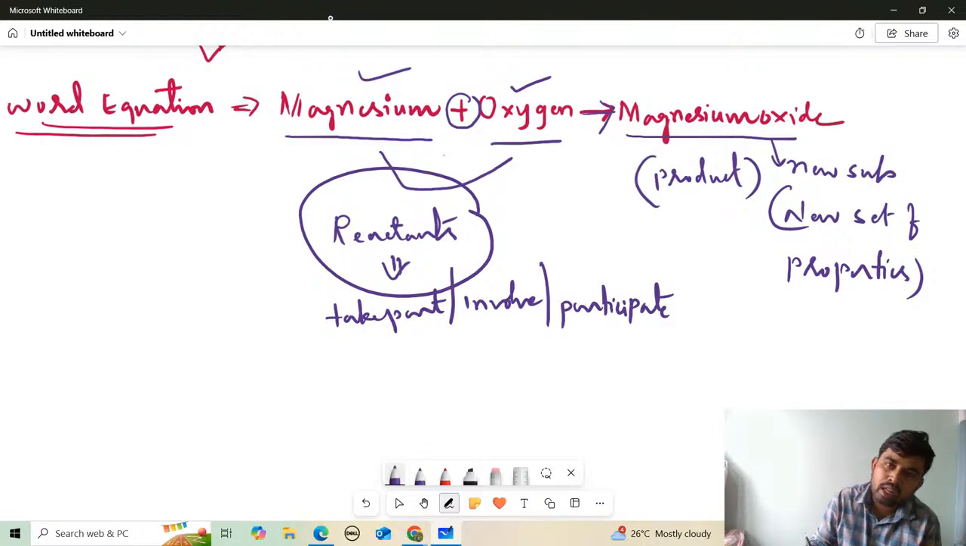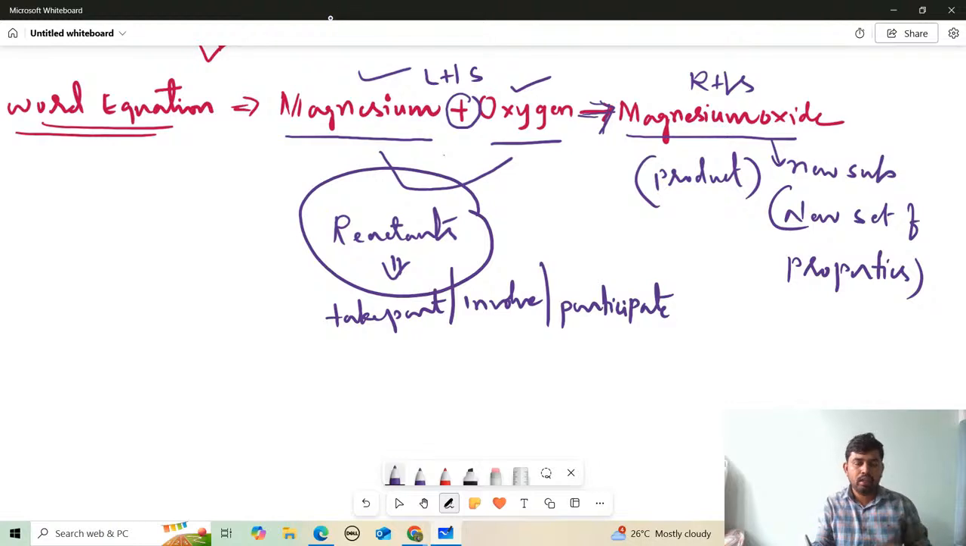You should write it after the arrow mark, on the right side of the arrow mark. This is called the right hand side, and this is called the left hand side of the arrow mark. When you write reactants on the left side and more than one reactant is there, we write the plus sign between the reactants. On the right hand side there is only one product, which is magnesium oxide, so we're not writing any plus. If more than one product is there, again in between them we need to write the plus sign. Okay, so this is called a word equation.